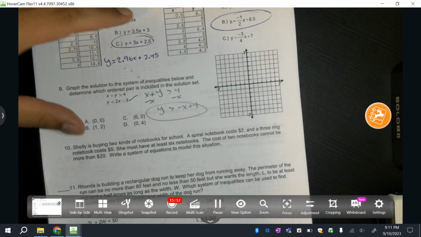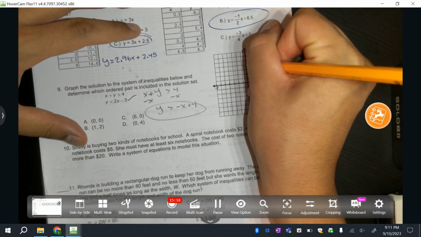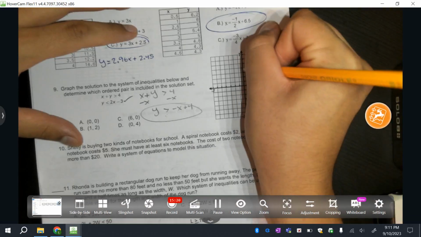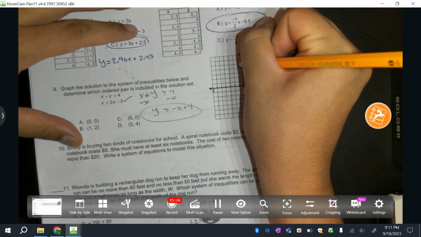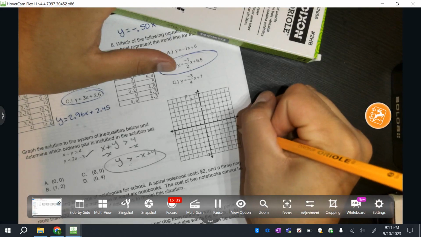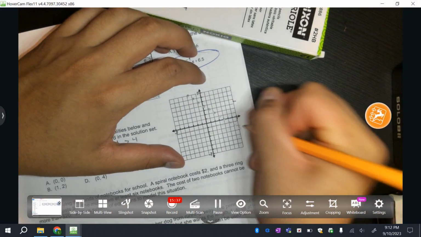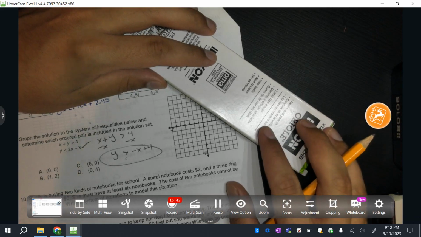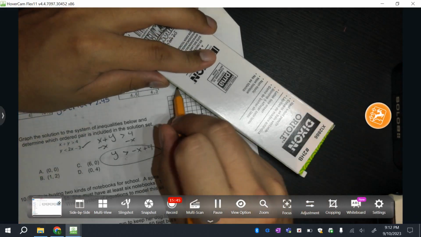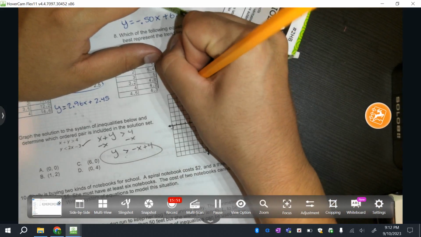Alright, so let's graph this one. It's going to be a dotted line because there's no line on the bottom. So 1, 2, 3, 4 for the y-intercept. And then we're going to go down 1, right 1, down 1, right 1. And we are going to get a dotted line. Oops, it should be dotted, not solid. Let me fix that.